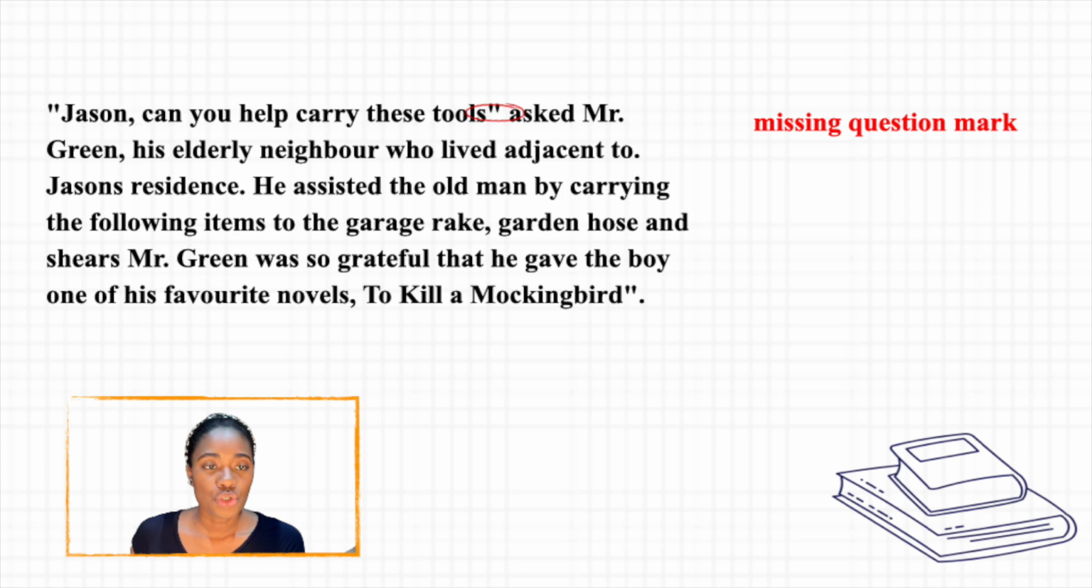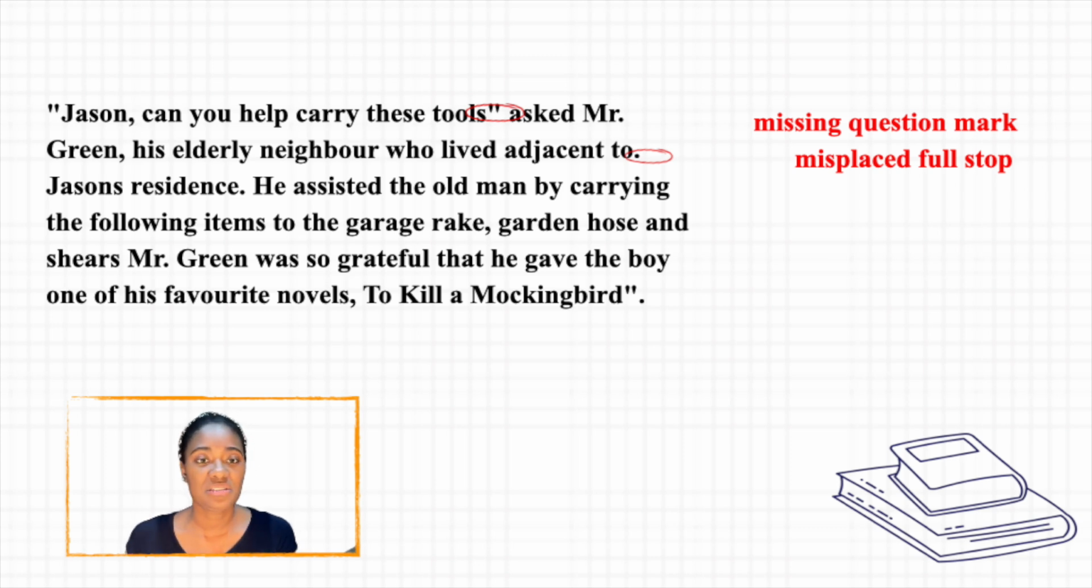In line 2, who lived adjacent to Jason's residence, going from line 2 into line 3, what should happen is that we should have that full stop removed. We need to remove that misplaced full stop after the word to, because the sentence really should end at the end or after the word residence.